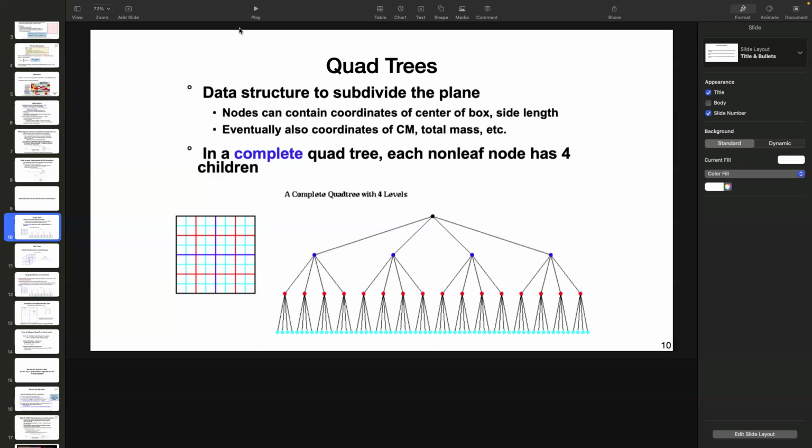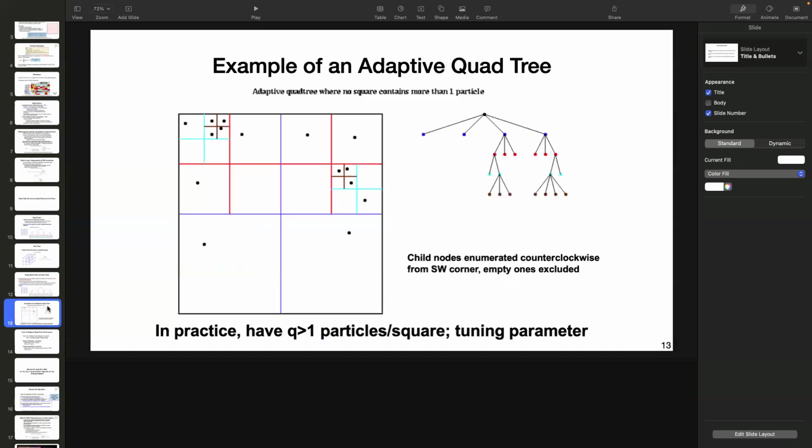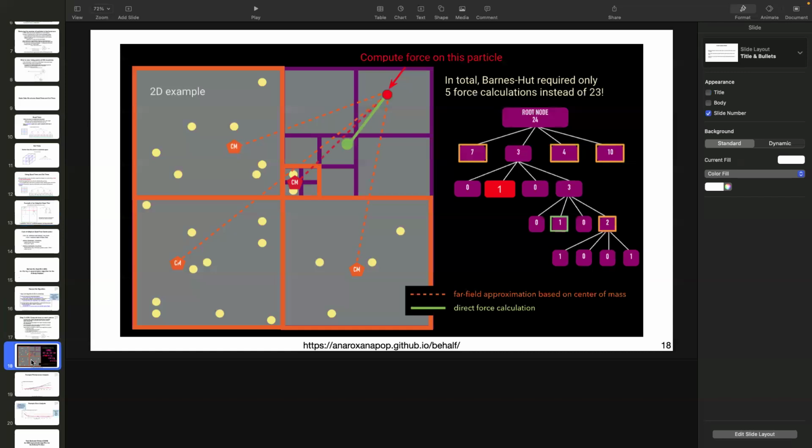Yes. Lecturer, could you please go back to the example of the adaptive tree slide? For this one, you said it's from the southwest corner and then go counterclockwise. But then there's another slide, which is slide 18. This one is from the top left and goes clockwise. Oh, I see. So which one should we use in this step?